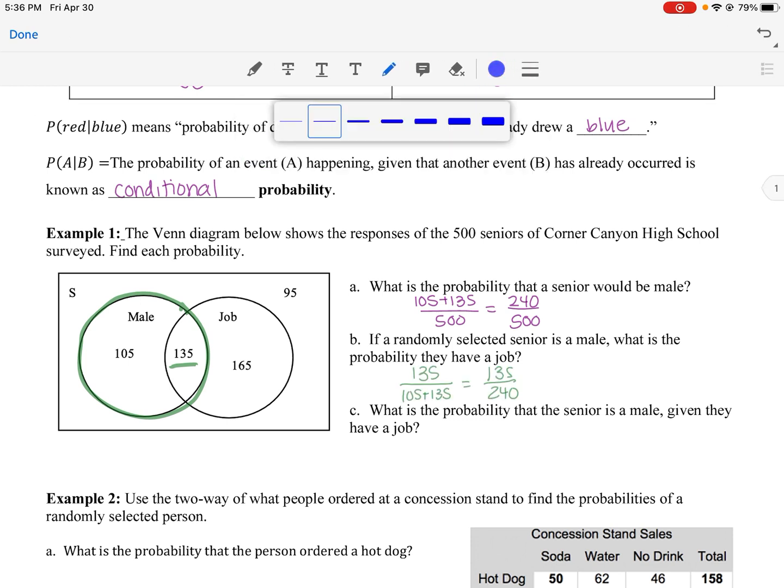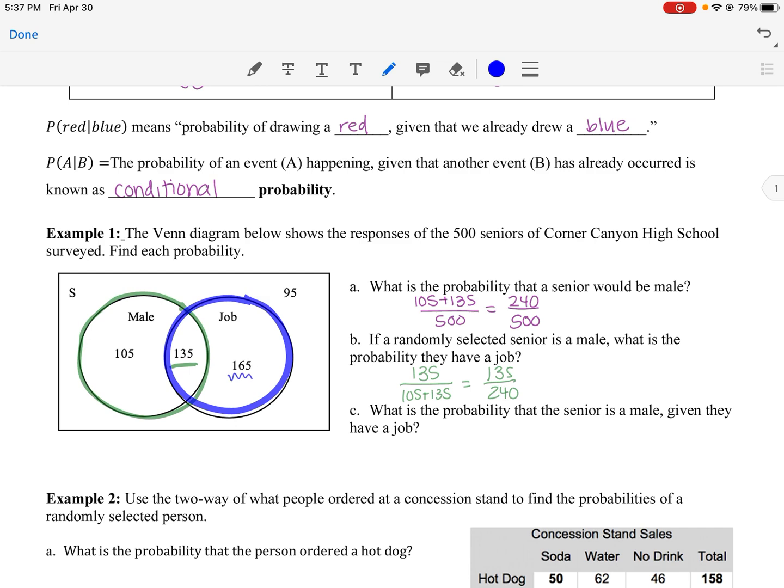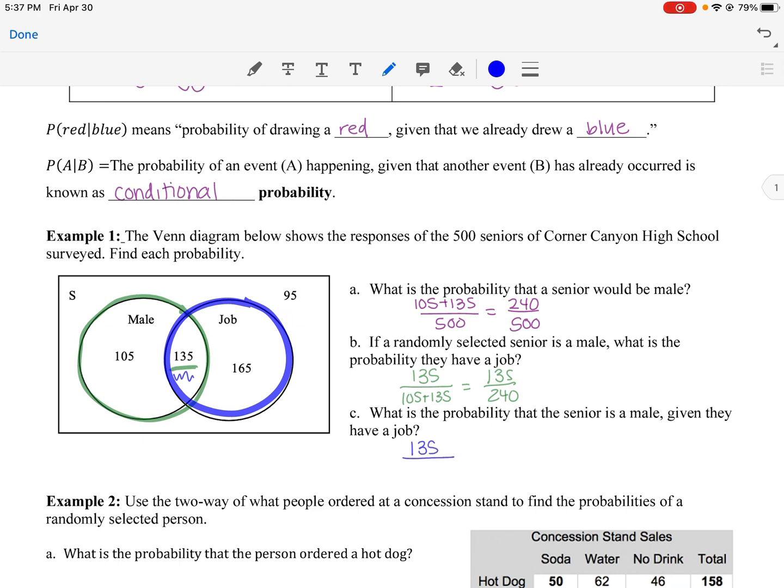Versus if I change things up a little bit and I say, okay, what's the probability that a senior is a male given they have a job? The given statement this time is that they have a job, right? And so if they have a job, the number of people that are males is the 135, but this time out of 135 plus 165. So we have 135 out of 300.